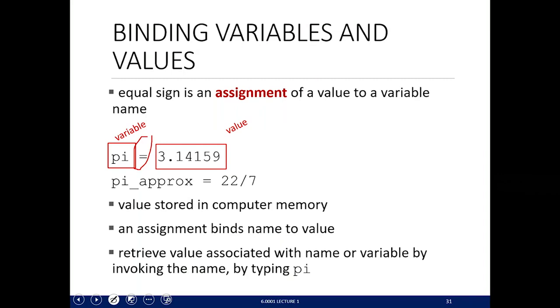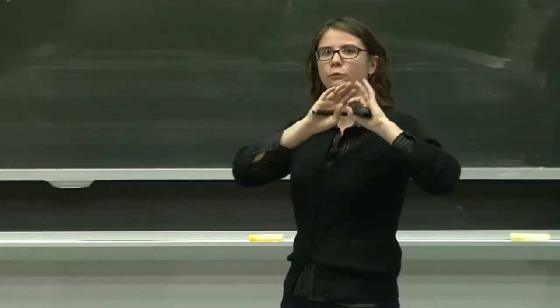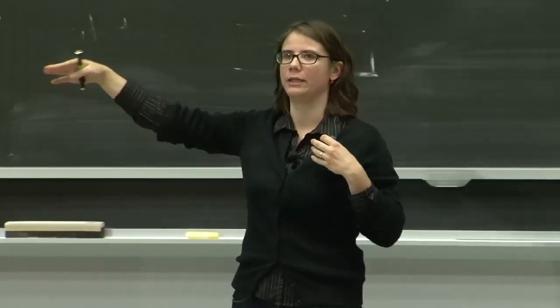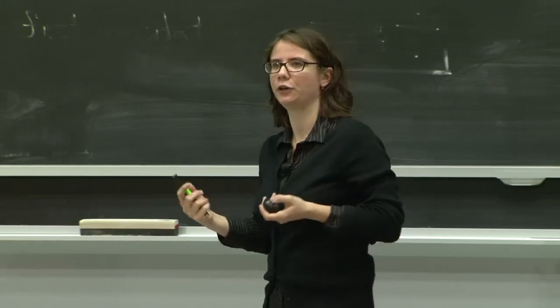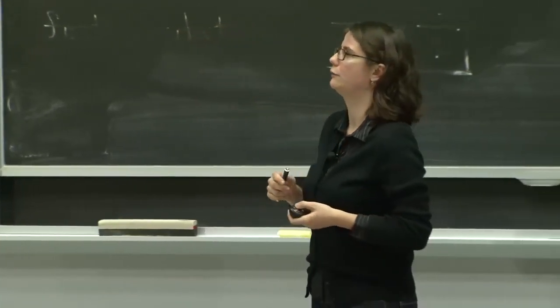So in this case, I assigned the float 3.14159 to the variable pi. And in the second line, I'm going to take this expression, 22 divided by 7. I'm going to evaluate it. It's going to come up with some decimal number. And I'm going to save it into the variable pi_approx. Values are stored in memory. And this assignment, in Python, we say the assignment binds the name to the value. So when you use that name later on in your program, you're going to be referring to the value in memory. And if you ever want to refer to the value later on in your code, you just simply type the name of the variable that you've assigned it to.